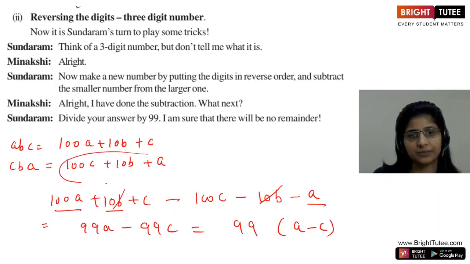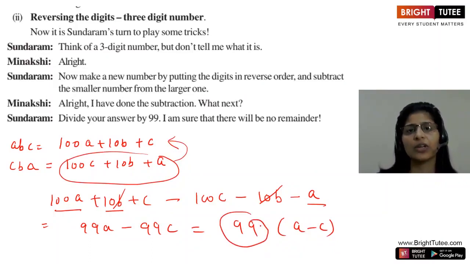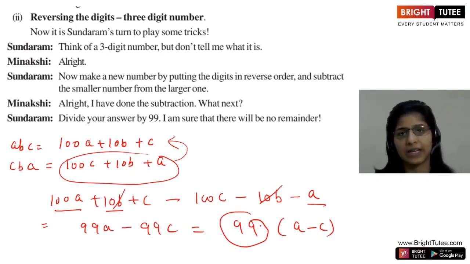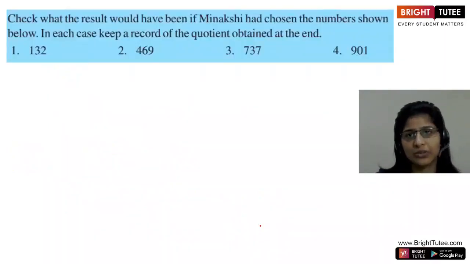If from this we subtract this one, we will get, instead of A minus C, C minus A, but 99 definitely we are going to get. So as it is a multiple of 99, it is going to be exactly divisible by 99. So yes, he was claiming the right thing. Clear? Okay, now this we have to apply to this.